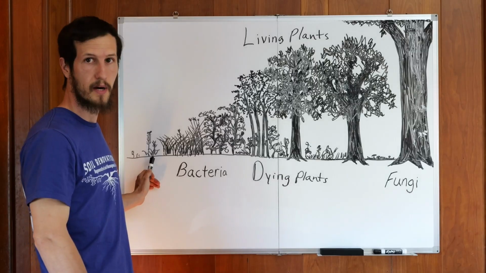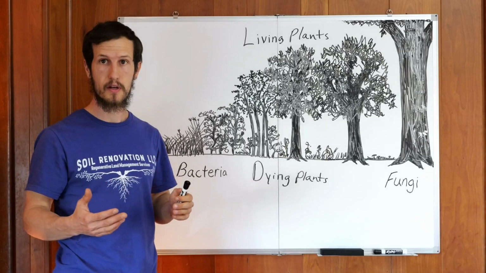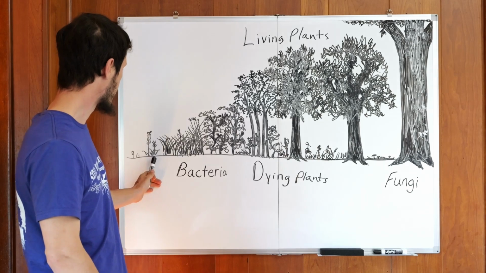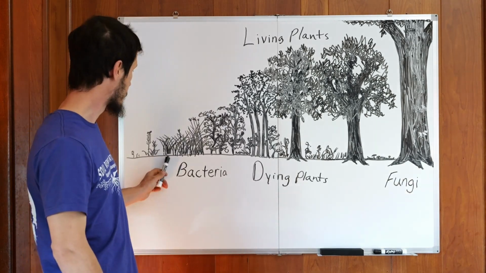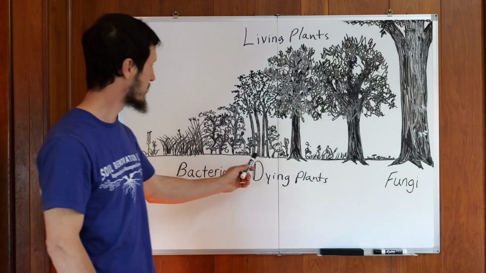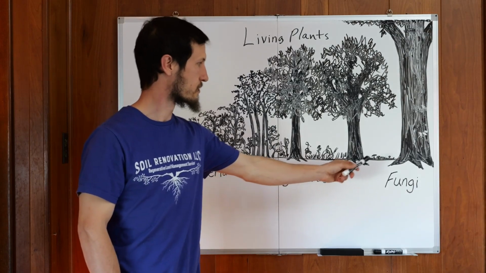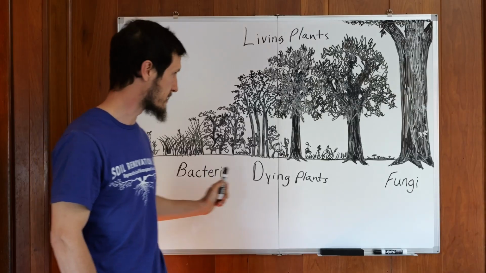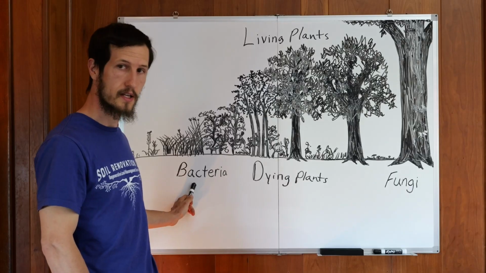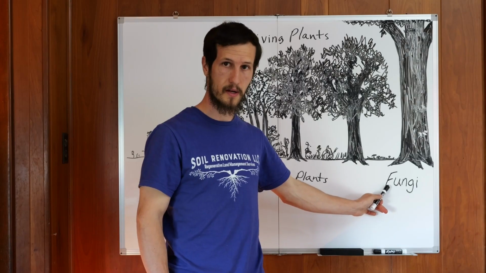Our second stage might be our annual weeds, and a lot of our vegetables fall into this annual weed category. Then we might move to perennial weeds and grasses, then to small shrubs and small trees, larger trees, and on we go. And as we go through this succession, we see a shift in our microbial life from being bacterially dominant to being fungally dominant.